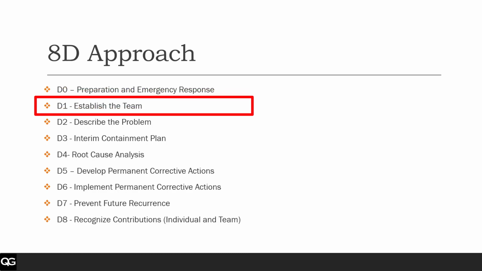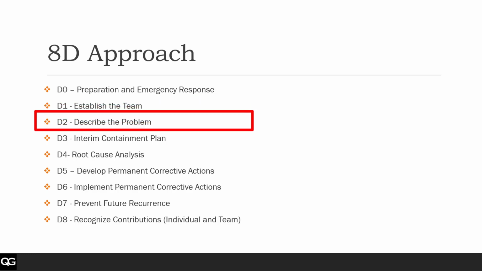D1 is establish the team. If you have decided that you will go with the 8D approach here, you need to assemble a team. This team could be 3 or 4 people from different disciplines. You assemble them and make a team, and give them the target that this is the problem and this is the target to achieve the solution to that problem. D2 is describe the problem. That is the second discipline. If you define or describe the problem very well, then half of your work is done, because if you understand the problem, you have gained a lot just by understanding the problem clearly.